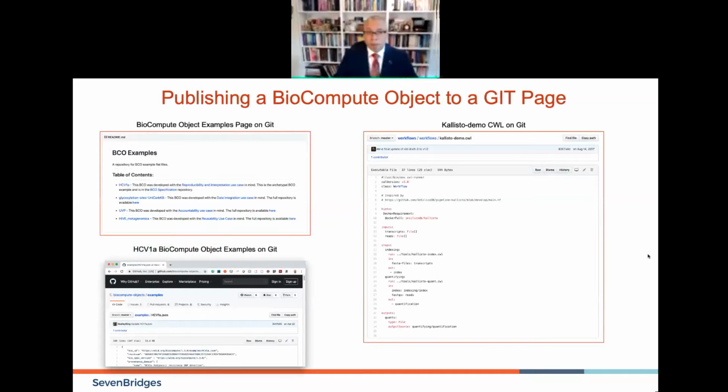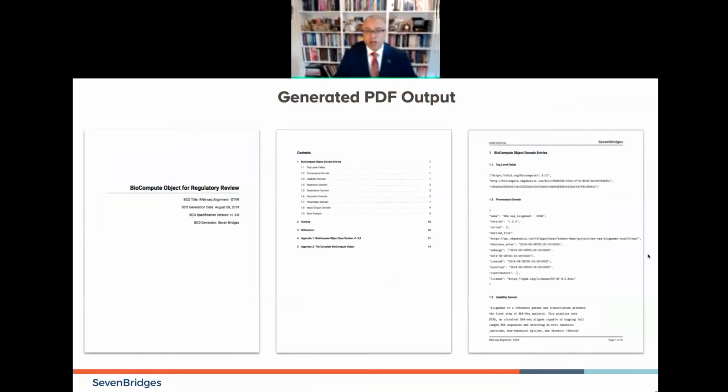And then publishing, as I mentioned, to a Git page, we think is really going to be the way to go. Clearly we didn't originate this. This is examples from the BCO website. I'm really proud of this document.